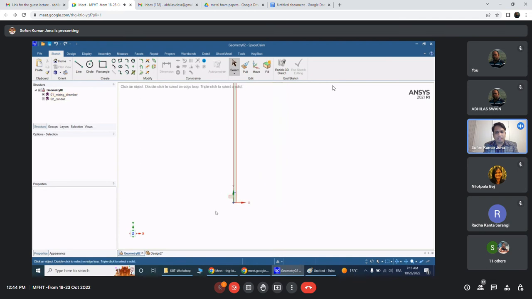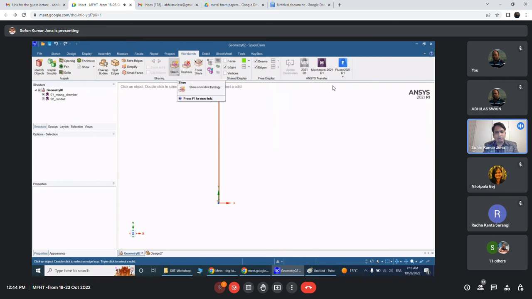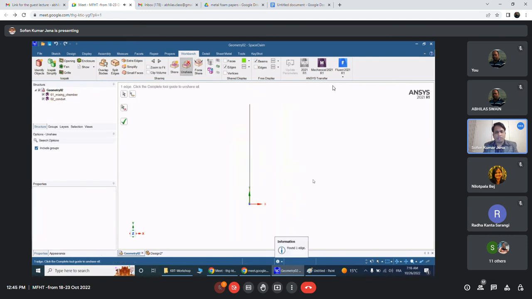Once you do that, there is an option called Share Topology. What this does is combine the geometry so that a conformal mesh will be formed. If you don't do that, a non-conformal mesh will be formed, meaning the mesh structure on both sides of this interface will be different. If you do Share Topology, they will be the same in the mesh. Wherever there is a shared interface in the geometry, they will be shared and the mesh will be good.